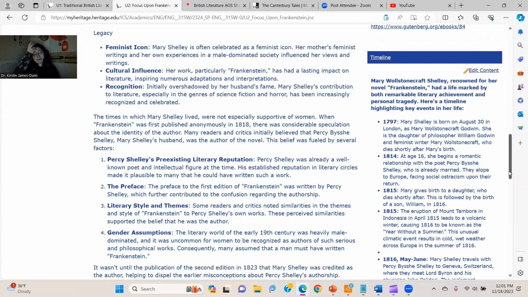In her legacy, she's considered a feminist icon, often celebrated as such. Her mother's feminist writings and her own experiences in a male-dominated society influenced her writings and her work. Her work, particularly Frankenstein, had a lasting impact on literature and numerous adaptations.